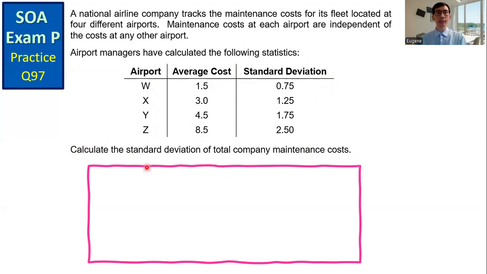We need to get the standard deviation of the total. First, we need to start with the variance. To get the variance of the total of these 4 airports' maintenance cost, and then take the square root to get the standard deviation. The variance of the maintenance cost of airport W plus X plus Y plus Z, due to independence, equals the variance of W plus variance of X plus variance of Y plus variance of Z.